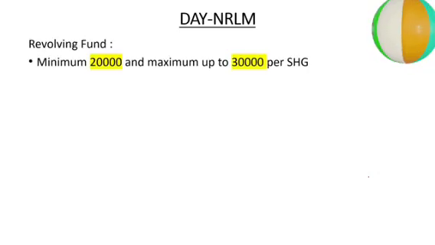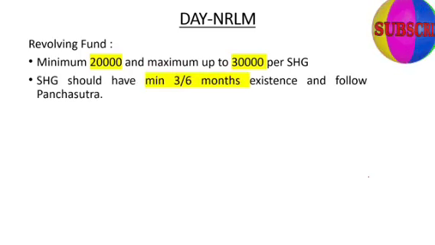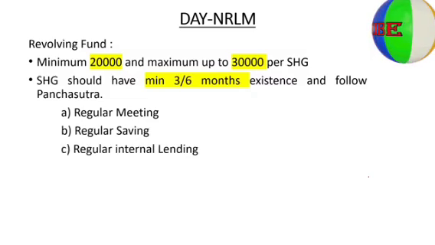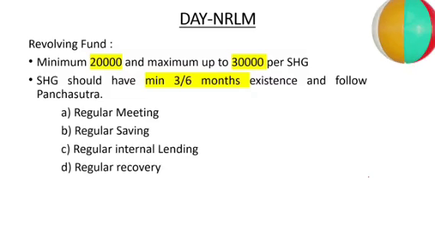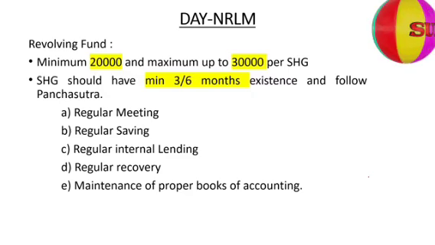Then revolving fund: minimum 20,000 and maximum up to 30,000 per SHG will be provided. The SHG should have a minimum of 3 to 6 months of existence and follow Panch Sutra. Only those SHGs that follow the Panch Sutra will get the revolving fund. What are the Panch Sutras? These are the 5 conditions applicable to SHGs: regular meeting, regular saving, regular internal lending, regular recovery, and bookkeeping, that is, maintenance of proper books of accounts. So these are the Panch Sutra.